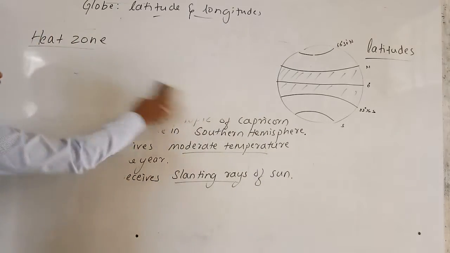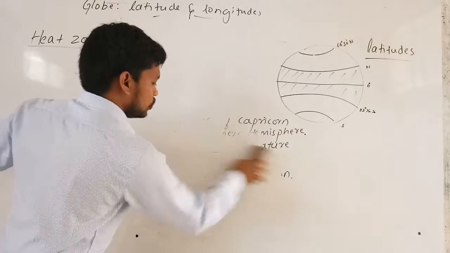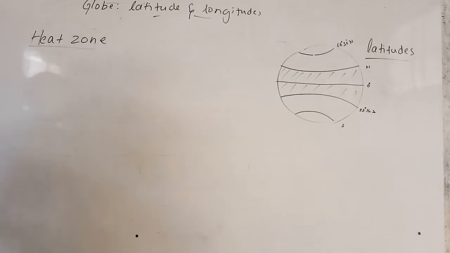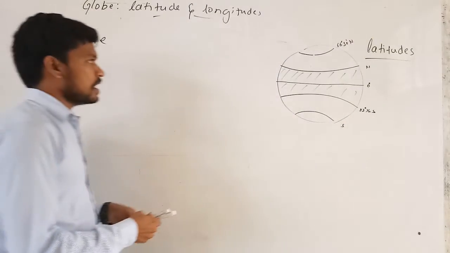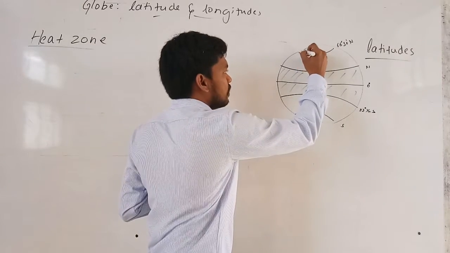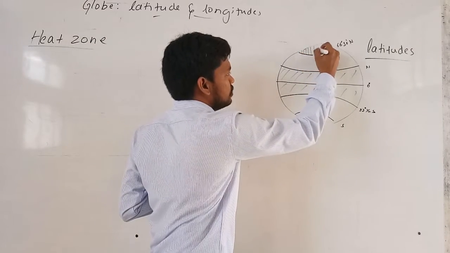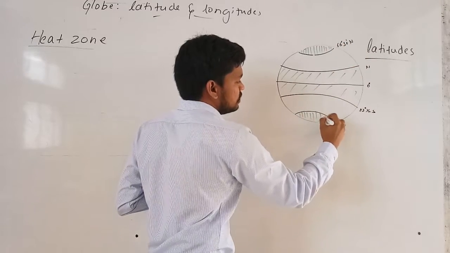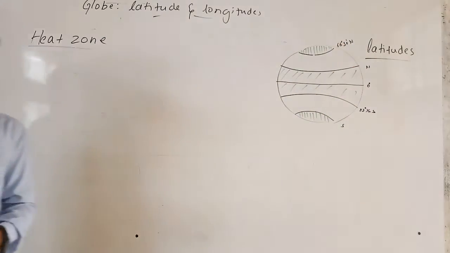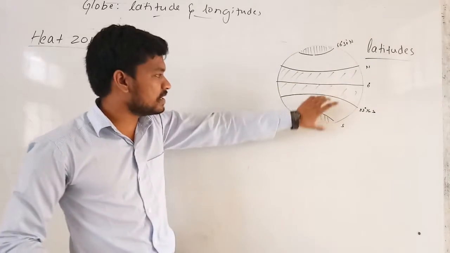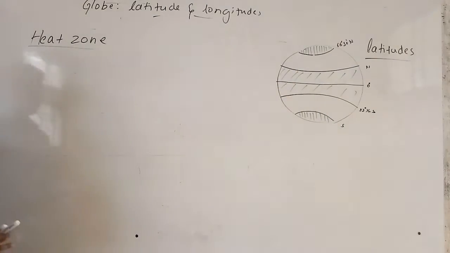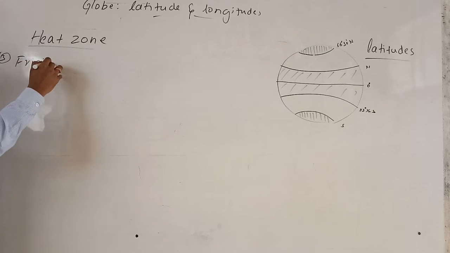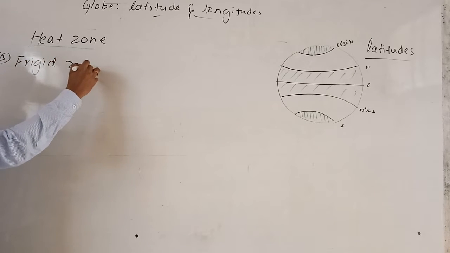That's about the two areas which receive different temperatures that we discussed. Now it's about the third one, called frigid zone. Further, in this frigid zone we have two divisions, one in the northern hemisphere, one in the southern hemisphere. So it's called frigid zone.